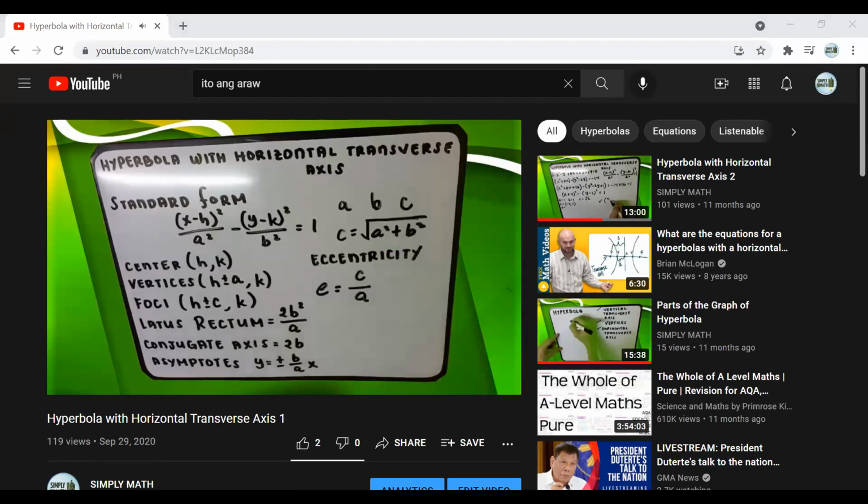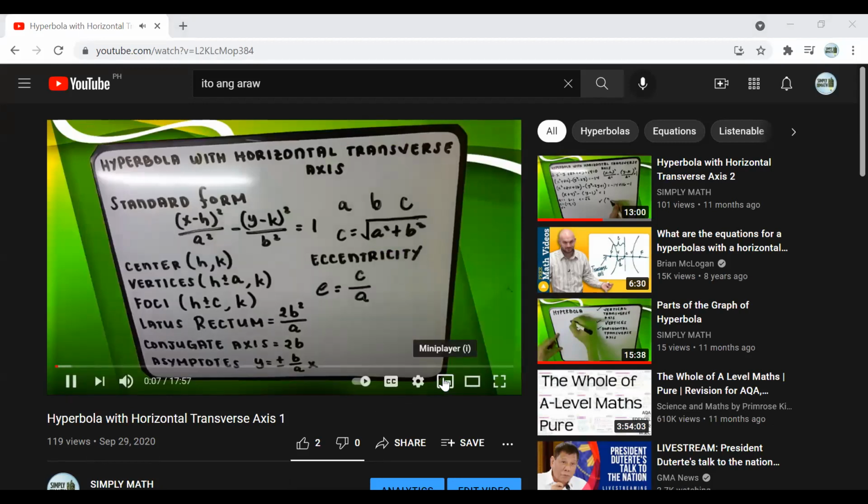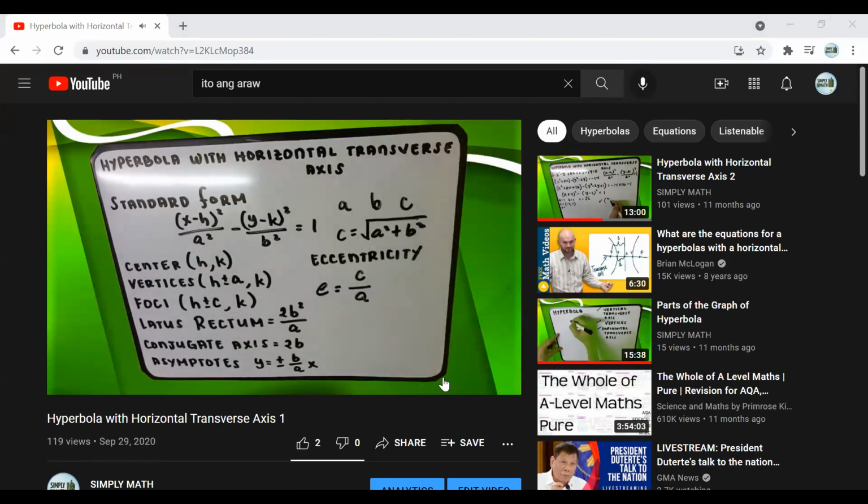Last meeting, we discussed the different parts of a hyperbola in terms of its graph. So today, di-discuss naman natin yung how to compute or how to find the coordinates of the center, the vertices, the foci, how to compute the length of the latus rectum, the length of the conjugate axis, and its coordinates of the endpoints, and then how to find the equation of the asymptotes and how to compute the eccentricity.